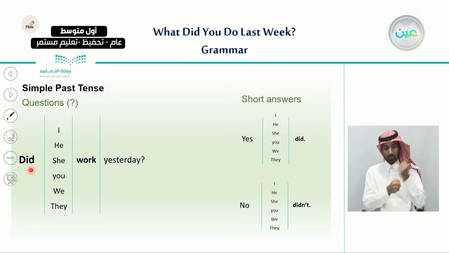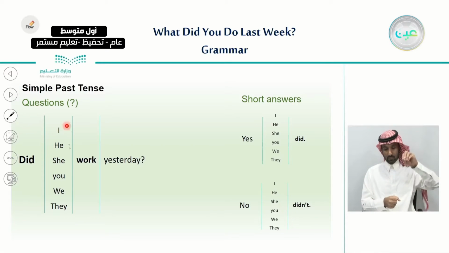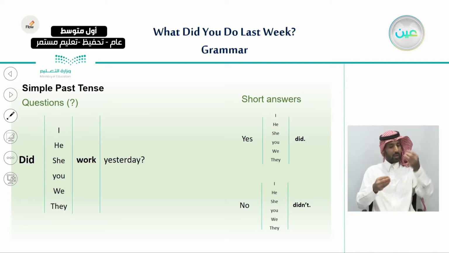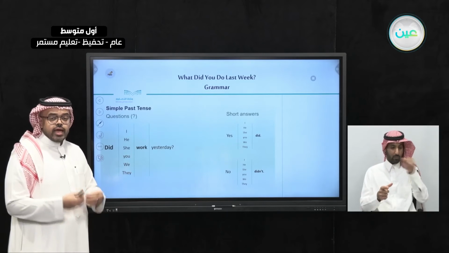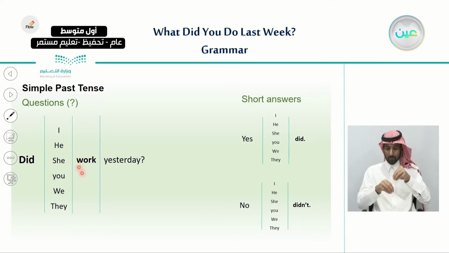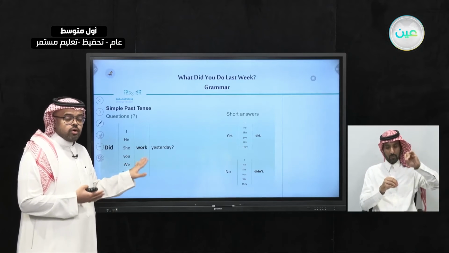So we use did no matter what the subject is, whether we use I, he, she, you, we, they, no matter what the subject is. We start with did, and we add to it the subject pronoun, and then the verb, which is work in this case, and then the time expression yesterday. So again, as I said, whether in a sentence or in a question, when we have an auxiliary verb that is written in the past, which is in this case did, we don't have to change the main verb into the past. We can use it as the regular form of this verb.